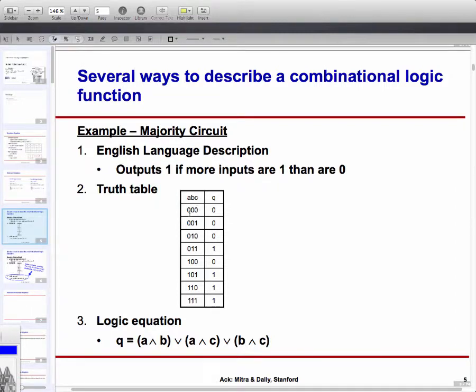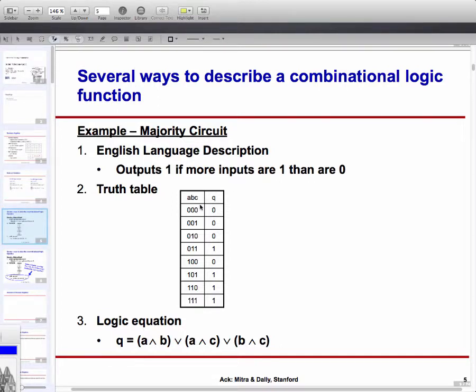So if you look at this, if A, B, C are 0, 0, 0, all are 0, output is 0. 0, 0, 1 in the second row, 2 of them are 0, 1 of them is 1, so majority is 0, so output is 0. And the same thing goes on until we hit 0, 1, 1. Now 2 of them are 1, and therefore output is 1. And if you go down, again 1, 0, 1, output is 1, and so on and so forth. So this is our truth table.